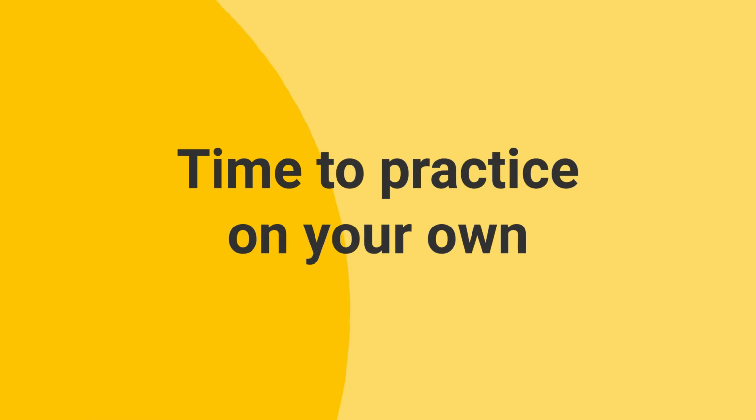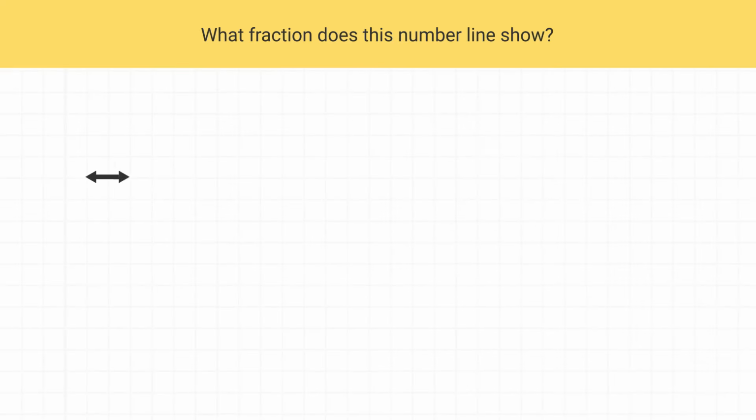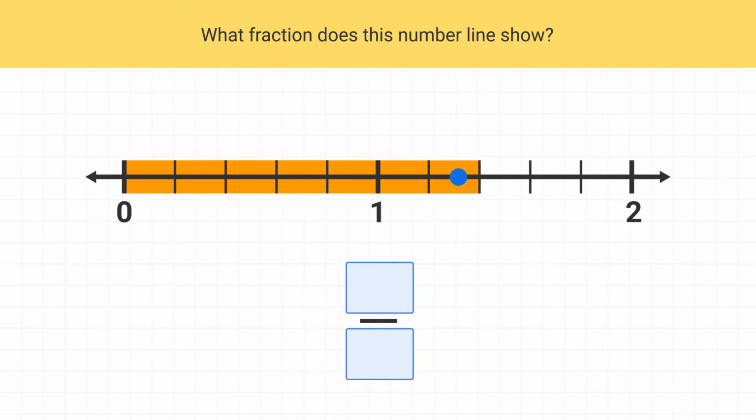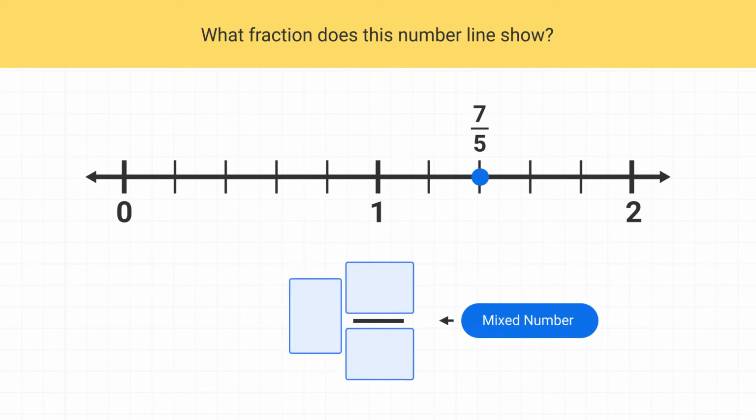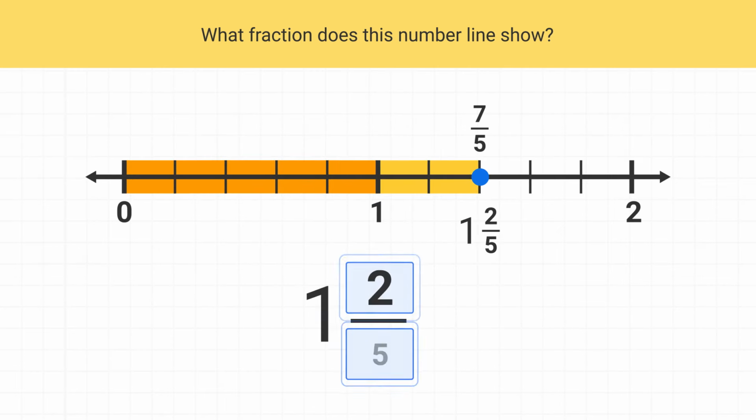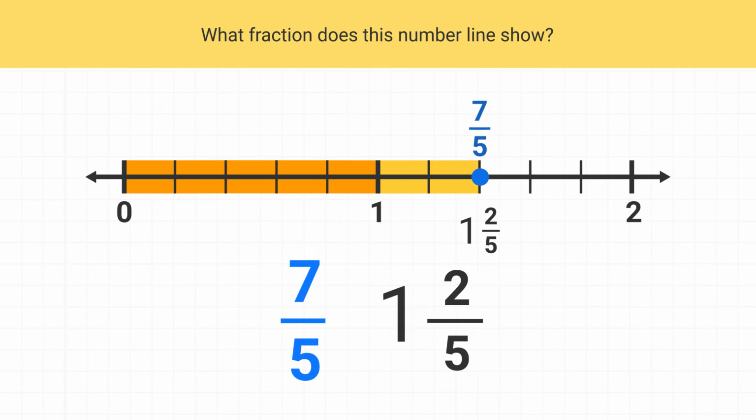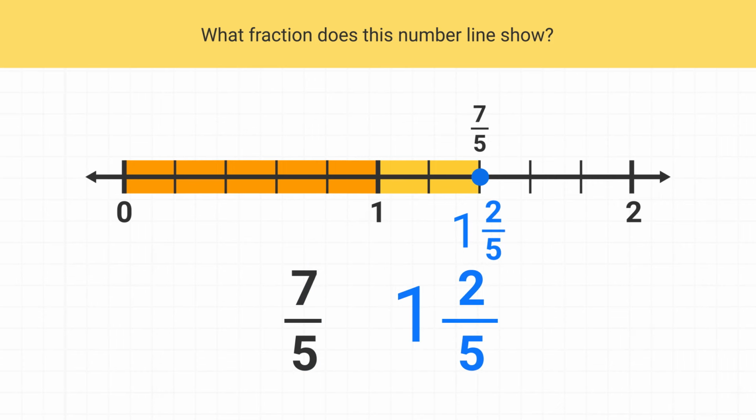Now it's time for you to practice on your own. What fraction does this number line show? On this number line, each dash represents 1/5. Therefore, you could count up that we're at 7/5 on this number line. As a mixed number, we could start counting at 1 whole and see that we are at 1 2/5. So 7/5 and 1 2/5 are the two correct ways that we could write this fraction.